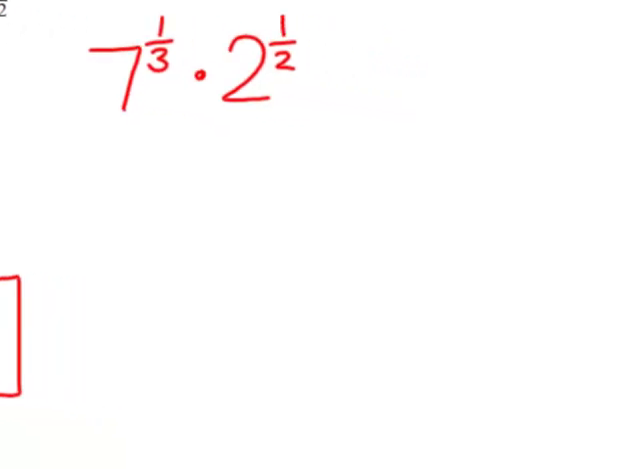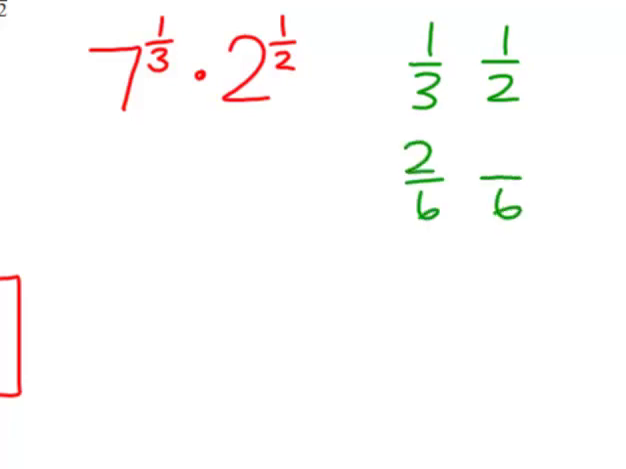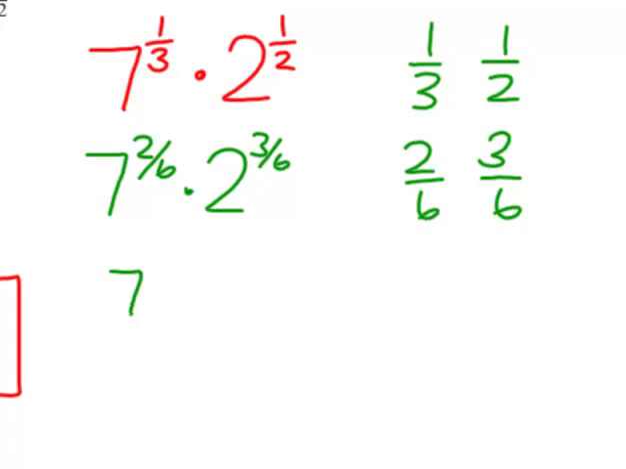So if we want to turn both 1/3 and 1/2 into something with the same denominator, we're going to turn them both into sixths. So the first one's going to be 2/6 and then 3/6. So 7 to the 1/3 could also be 7 to the 2/6. And 2 to the 1/2 could be 2 to the 3/6. Now because both of these are divided by 6, that means both of them have the 6th root. Or we could write this as 7 squared times 2 cubed, all to the 1/6 power.